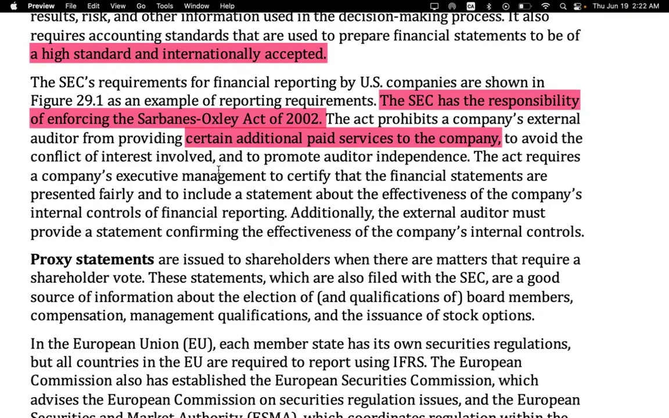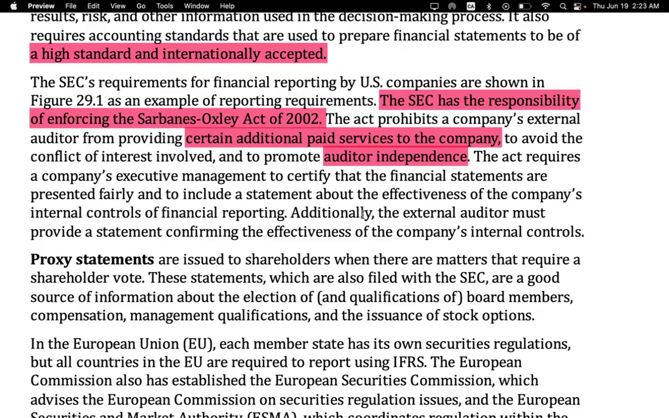So to avoid the conflict of interest involved and to promote auditor independence, the Act requires a company's executive management to certify that our financial statements are fairly presented, okay? They're going to include a statement also, and they're going to talk about the effectiveness of the company's internal controls of financial reporting. So our financial statements are fairly presented. Our auditors don't offer us any other additional paid service, and therefore they're independent.